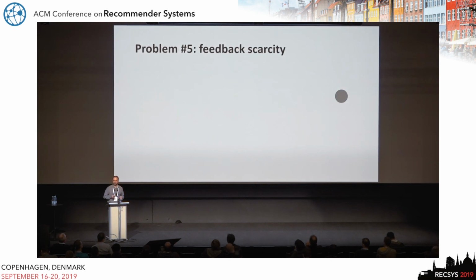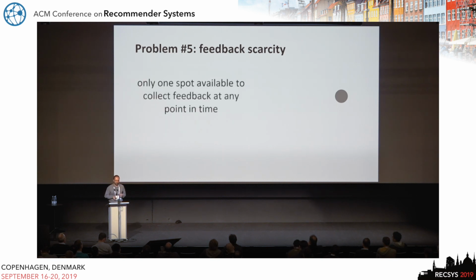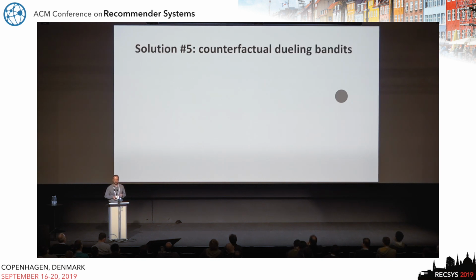In our particular scenario, which is music recommendation, instead of showing a ranking to the user, we don't get to do that. We only get to show one music, one song at a time. We only have one spot to collect feedback, which is a problem because we have many models contributing or competing, or dueling, as we call them, at the same time, and only one spot to collect feedback for all of them.